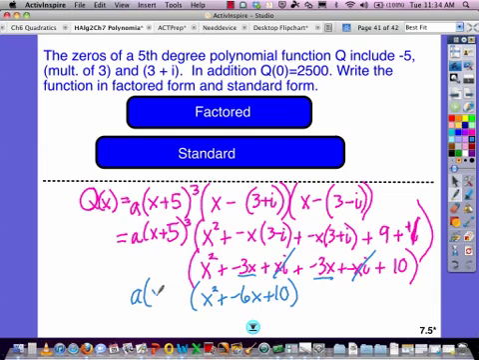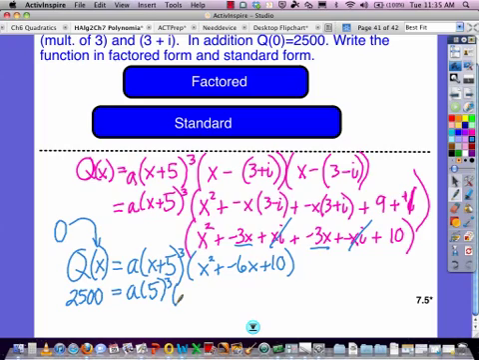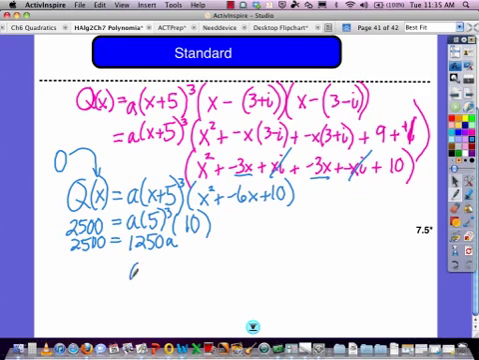We still have our factor out front of x plus 5, that quantity cubed because of the multiplicity. All right, keeping in mind where we're headed, we could at this point find out if we have an a value other than 1 by using that q of 0 is 2500. So if we put a 0 in for x, this answer comes out to be 2500. So I'm going to put 2500 here, and put a 0 in for all my x's and see what happens. That would be 0 plus 5 is 5 cubed. And here 0 plus 10 is all we have left, so 10. And 5 cubed is 125, so I think we're looking at 1250a. And the 2500, that would divide out, and we would be looking at a equals 2.